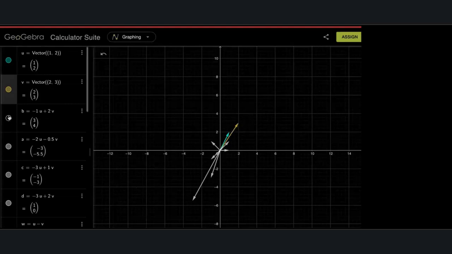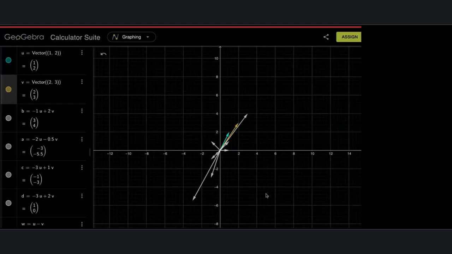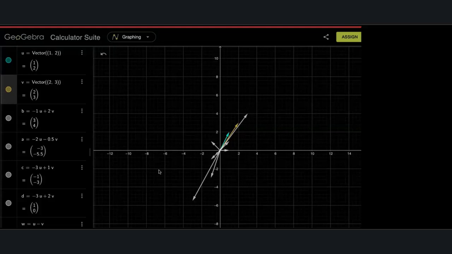For example, when I took minus u plus 2v, I got this vector. So what I'm asking is, if I take all the possible linear combinations of these two vectors, will I be able to cover all the vectors that are there in R2? Yes, ma'am. Okay, I was not expecting that answer. Why do you think that we will be able to cover all the vectors?